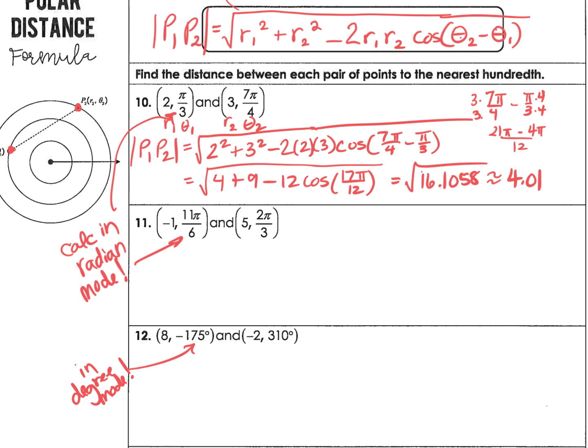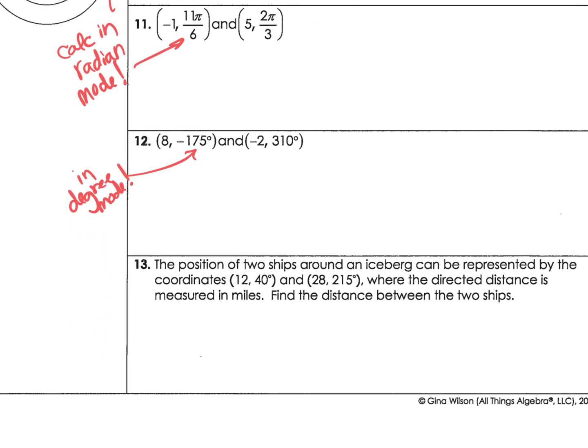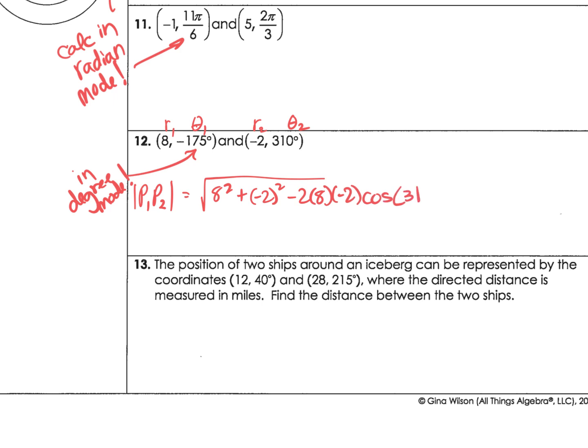Let's try one more of these. Let's do one that's in, say, degree mode, which is actually easier. So the length between P1 and P2 is equal to the square root of R1, theta 1. This is R sub 2, theta sub 2. 8 squared plus negative 2 squared minus 2 times 8 times negative 2 cosine of 310 minus negative 175.